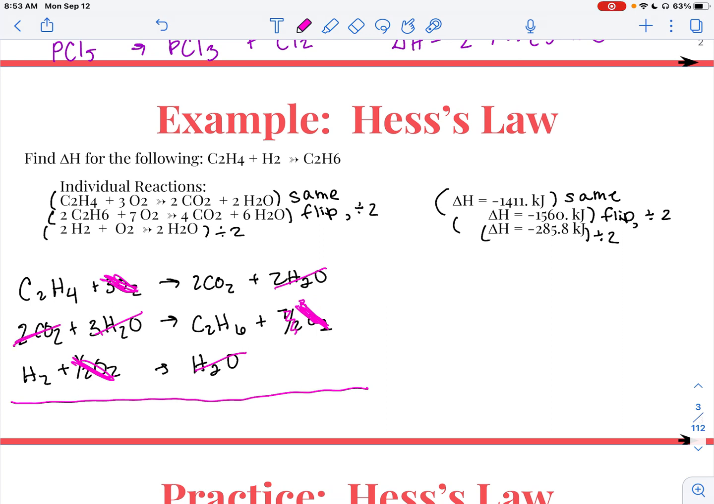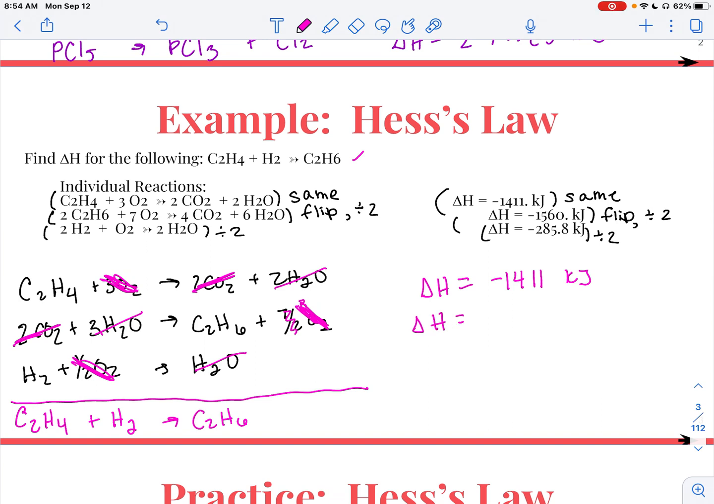We also have 2 CO2 before and after. And so that leaves us with C2H4 plus H2 gives us C2H6. And that is what we wanted. So now that we know we did the equations correctly, let's go back up and do the delta H. So one of them we kept the same. One of them we flipped and divided by 2.